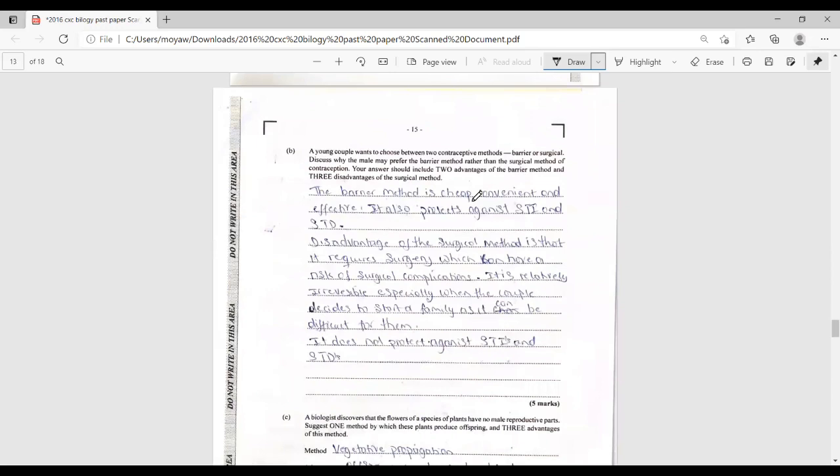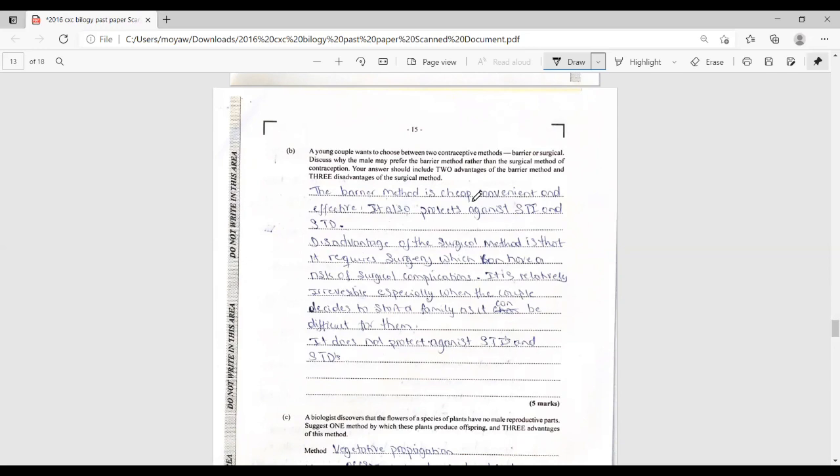Question B. A young couple wants to choose between two contraceptive methods, barrier or surgical. Discuss why the male prefers the barrier method rather than the surgical method of contraception. Your answer should include 2 advantages of the barrier method and 3 disadvantages of the surgical method.